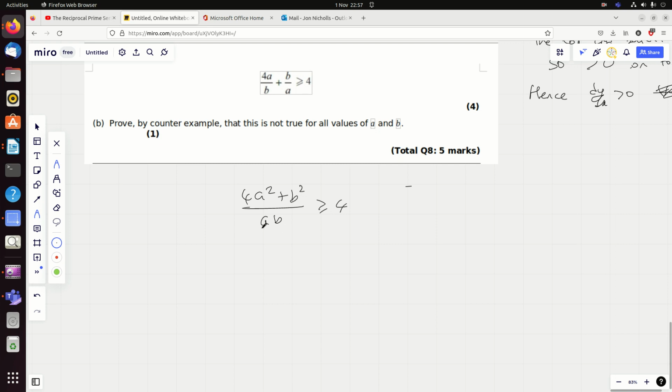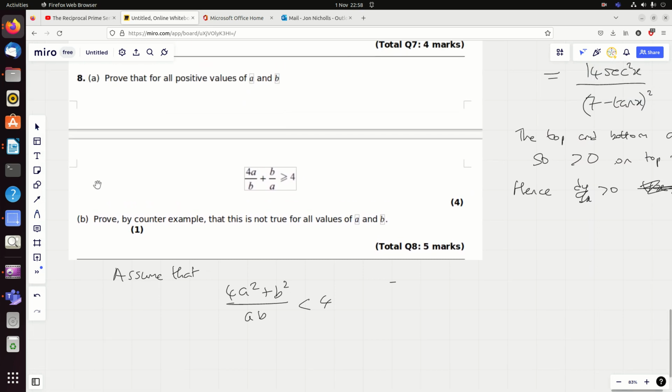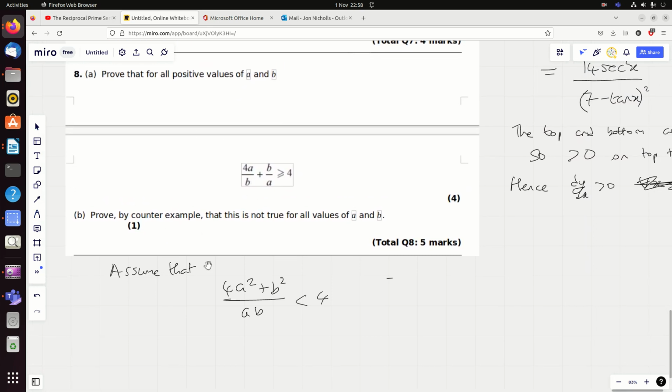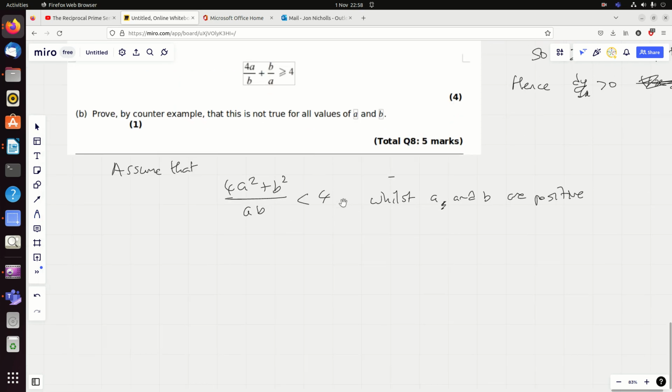Well, it did say a and b were positive, so we can times it across. And by the way, I'm going to do a proof by contradiction here because I quite like it. Let's assume that this is less than 0, because we're trying to prove that it's always greater than or equal to 0. So assume that is less than 0 whilst a and b are positive. I can times this over here, and so 4a squared plus b squared is less than 4ab.